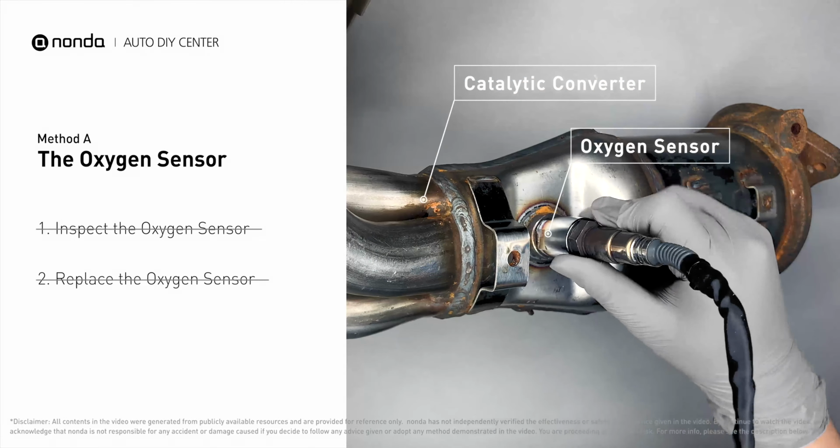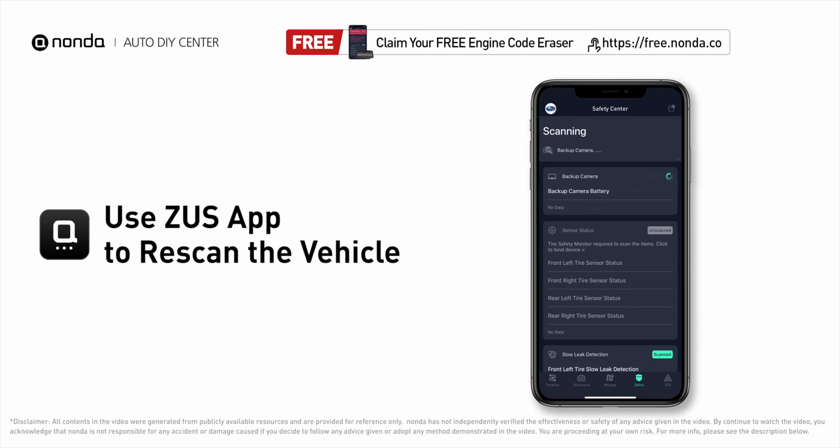So here are one of the most practical solutions to fix Ford's P0042 error code. After the repair, you can now use the HO2S app to clear the error code. And tap the rescan button one more time to make sure everything is fine with your vehicle.